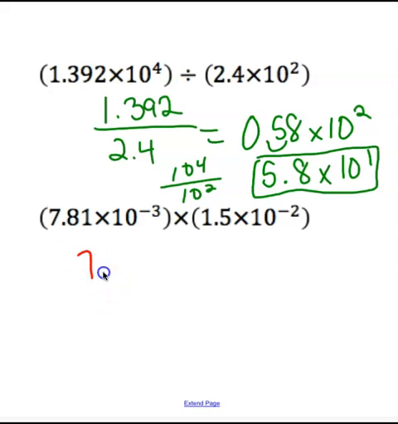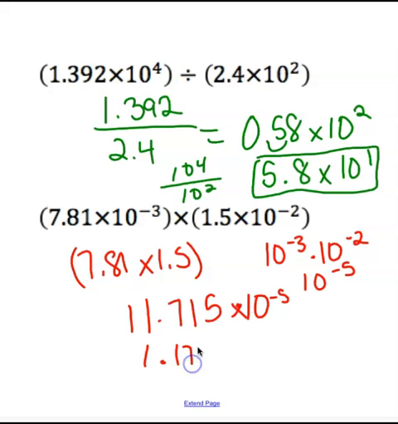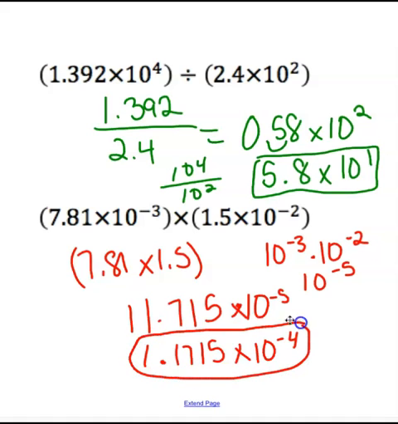The last example is multiplication. So once again, I do not worry about my powers. I worry about my factors first. So I do 7 and 81 hundredths first times 1 and 5 tenths. And I get 11 and 715 thousandths. And now I have to follow my rules for multiplying with exponents. I add the powers. So I get 10 to the negative 5th. So this is going to be times 10 to the negative 5th. Now that's not in scientific notation, so I'm going to decrease my decimal and I increase my power to the negative 4th. So my final answer is 1 and 1,715 10 thousandths times 10 to the negative 4th, okay?